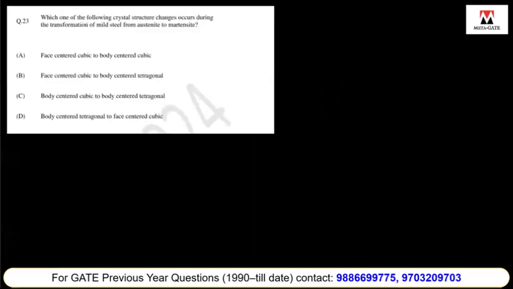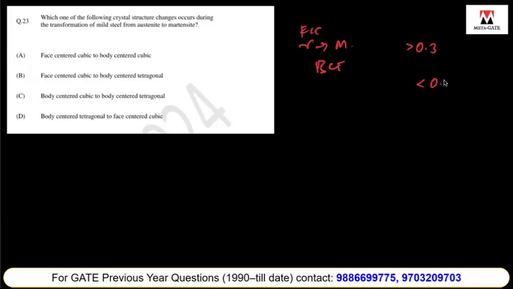The following crystal structure changes during transformation of mild steel from austenite to martensite. Generally, when you consider the austenite to martensite transformation, if the carbon is greater than 0.3 percent, you'll get a BCT structure. So the FCC structure will be converted to BCT.